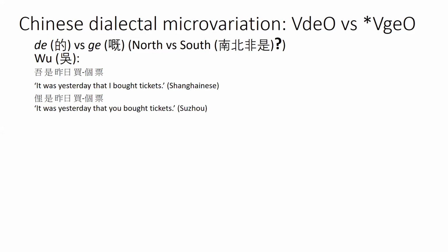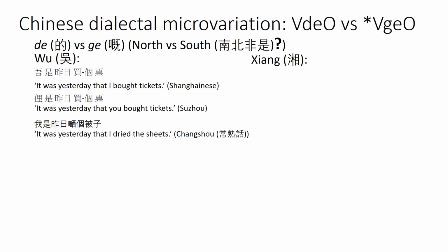In 苏州话, at least 昨天买个票, similarly. In 常说话, which is perhaps a less known Wu dialect, but to which I also have access in terms of native judgments, 我是昨天三个片子, similarly. In Xiang dialects, similarly, my only informant of Xiang dialects, namely who speaks Xinhua dialect, he also tells me that he would also use ge in these types of constructions.